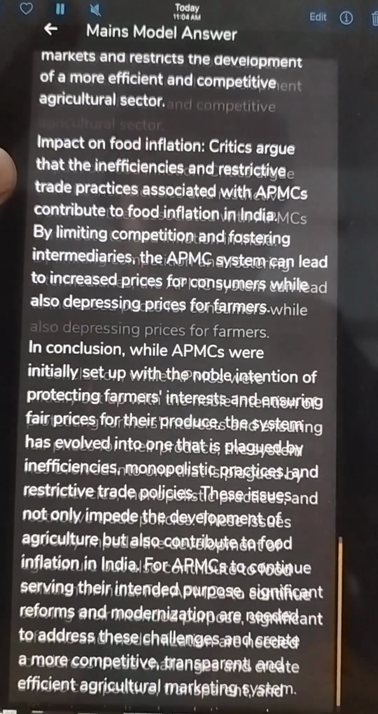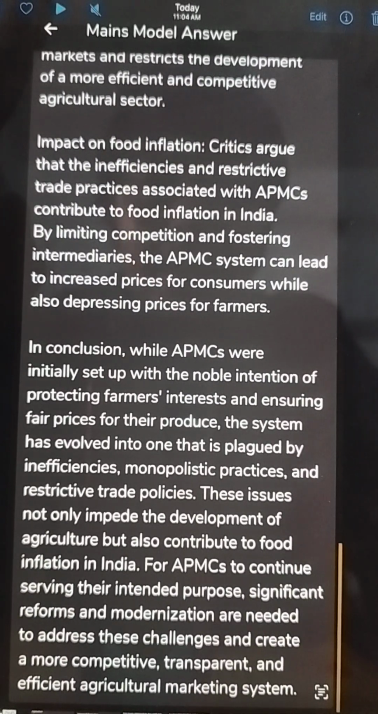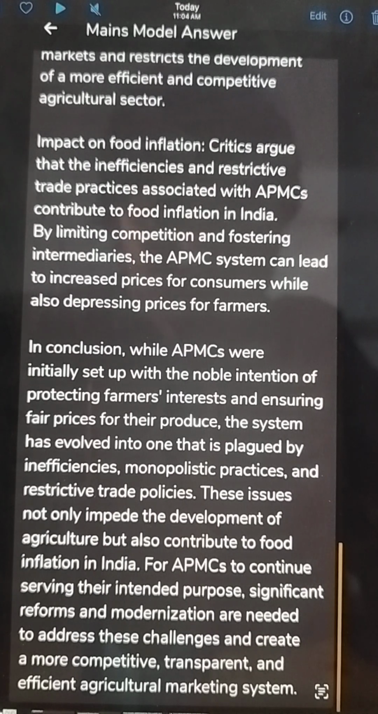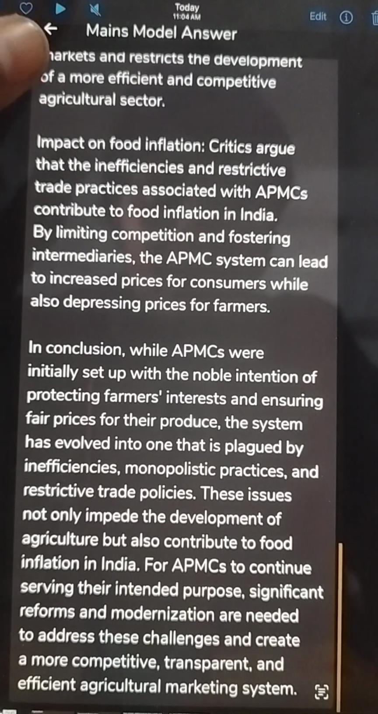In conclusion, while APMCs were initially set up with the noble intention of protecting farmers' interest and ensuring fair prices for the produce, the system has evolved into one that is plagued by inefficiencies, monopolistic practices, and restrictive trade policies. These issues not only impede the development of agriculture but also contribute to food inflation in India. For APMCs to continue serving their intended purpose, significant reforms and modernization are needed to address these challenges and create a more competitive, transparent, and efficient agriculture marketing system.